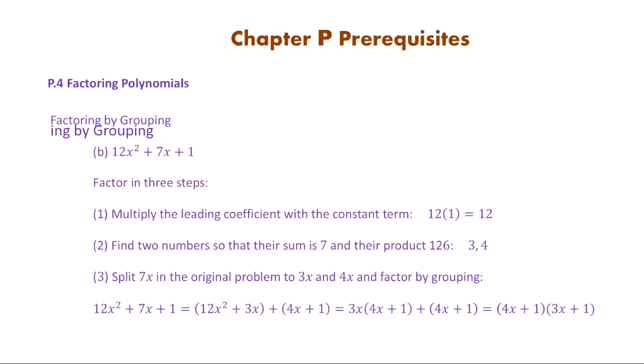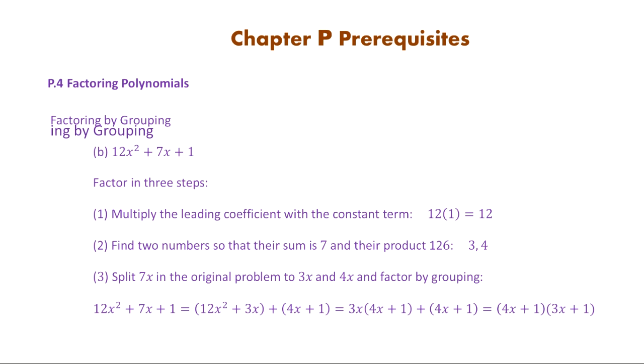So these two numbers obviously are 3 and 4. If you multiply them, you get 12. If you add them, you get 7. And then you use those two numbers to split 7x into 3x and 4x. So we can rewrite the problem as 12x squared plus 3x plus 4x plus 1. And we group the first two terms and the last two terms, and factor each group.